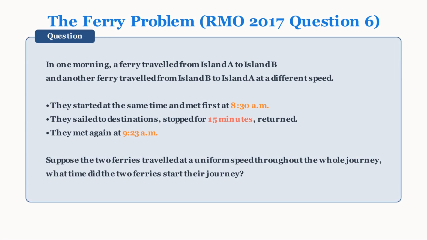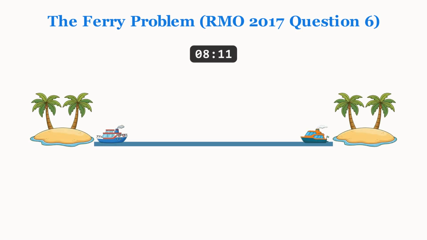Here's an Olympiad challenge from the Regional Math Olympiad. 2 ferries travel between islands at different speeds. They meet first at 8:30 a.m., stop for 15 minutes at their destinations, then meet again at 9:23 a.m. When did they start? Let's watch the ferries in action.